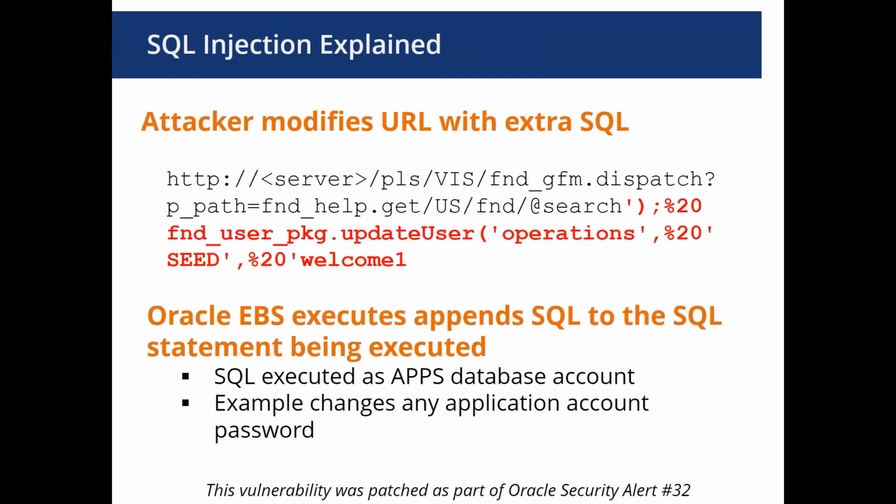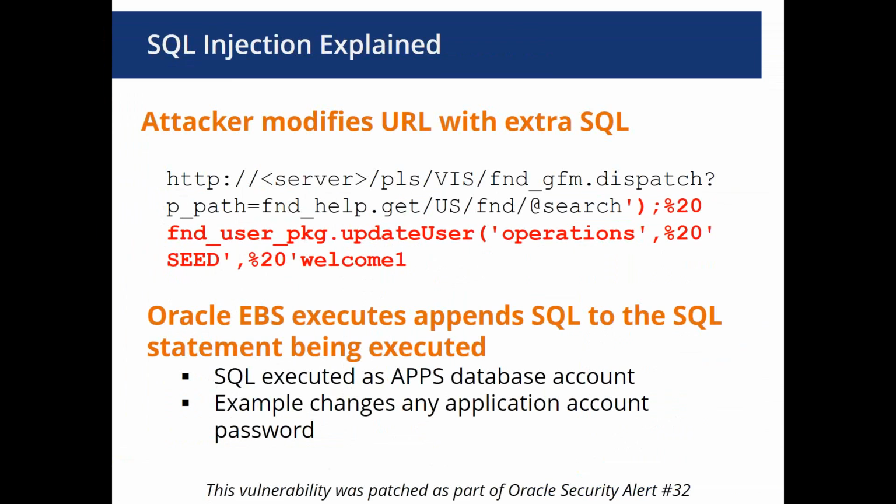When I access this URL, instead of just accessing the online help, it accesses the online help and also appends and executes the fragment in red, which is a function call, and it updates the operations user and changes the operations user's password to welcome1. Now I can go in as the operations user, or maybe sysadmin, or whatever I want. I just pick a user, and I can now go in as that user.